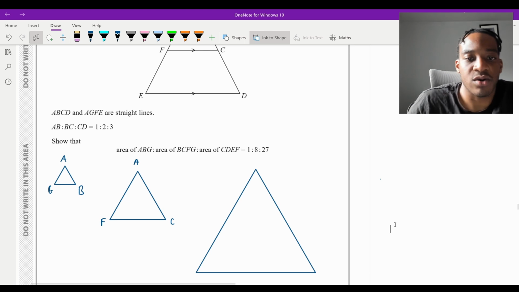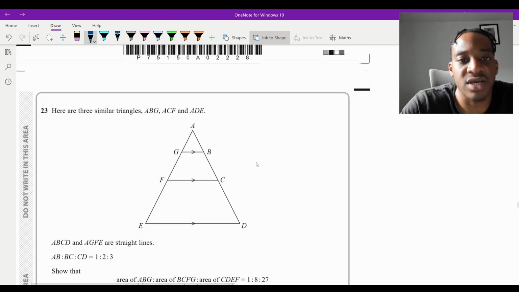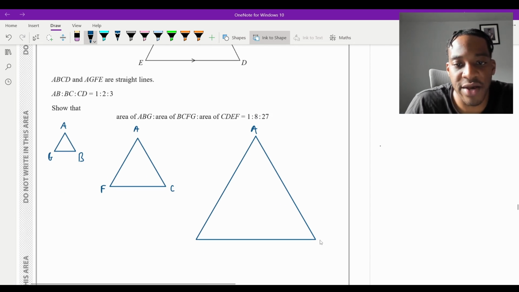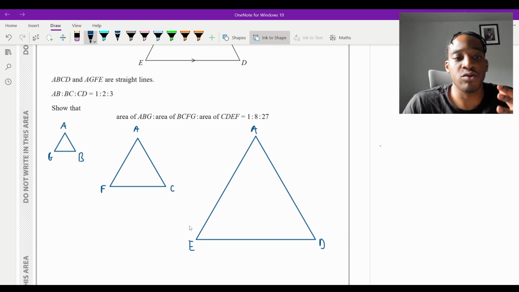Yeah. Now I'm going to label this to be ADE, isn't it? Yeah, ADE. So these are our triangles here. Now, because these are mathematically similar, my job is to maybe try and figure out the lengths of them, the areas, and so on and so forth.